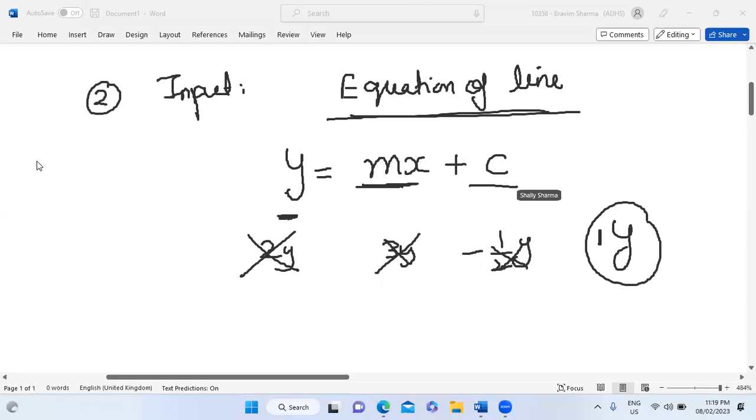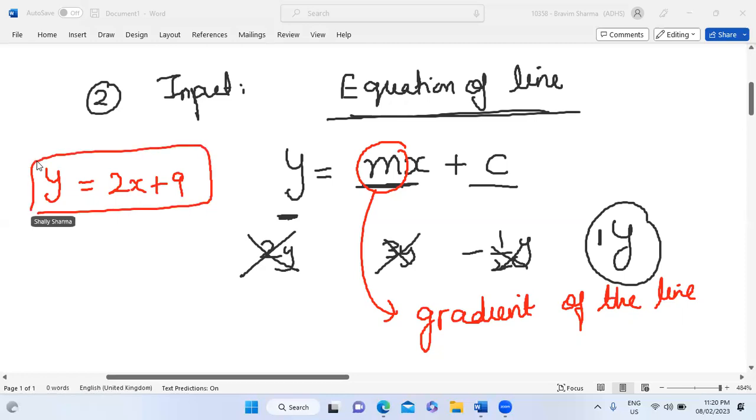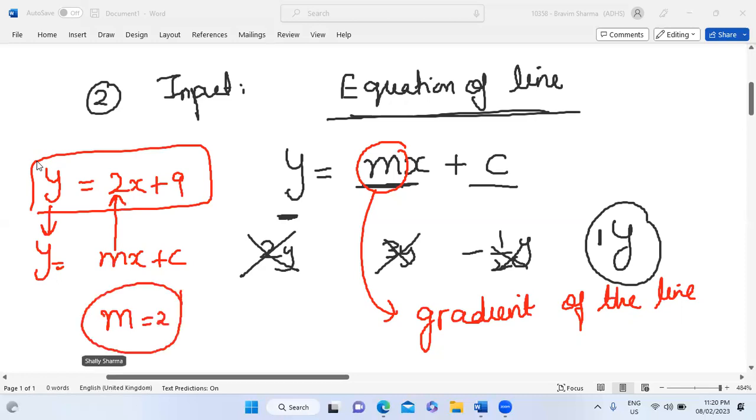In this case, this m is known as the gradient of the line. Now, sometimes the equation is given directly in this form. For example, the question is y equals 2x plus 9. So I will compare this equation with y equals mx plus c, and I see here it is only y. Coefficient of y is 1. Then we have mx. So this m, which is the coefficient of x in our equation, will give you the gradient. So the gradient is 2 here.